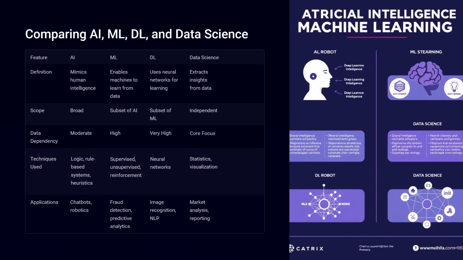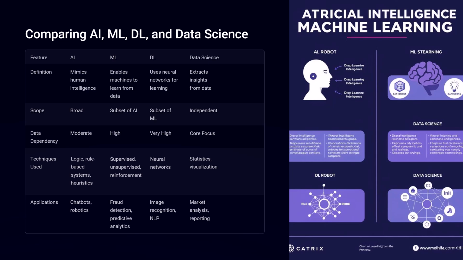Comparing AI, ML, DL, and data science. Artificial intelligence. Definition: mimics human intelligence. Scope: broad. Data dependency: moderate. Techniques used: logic, rule-based systems, heuristics. Applications: chatbots, robotics.